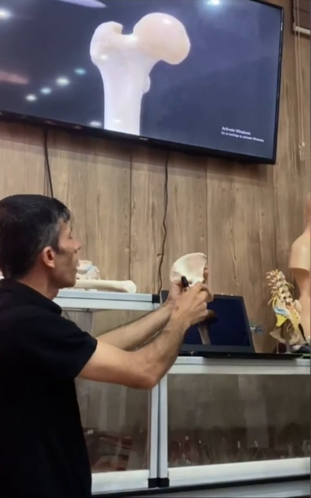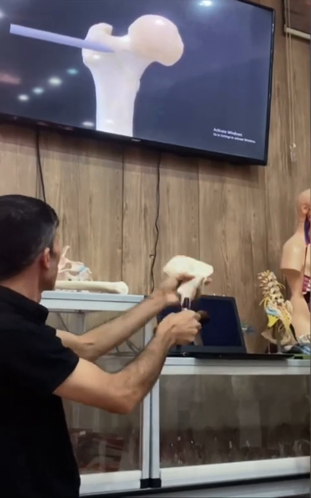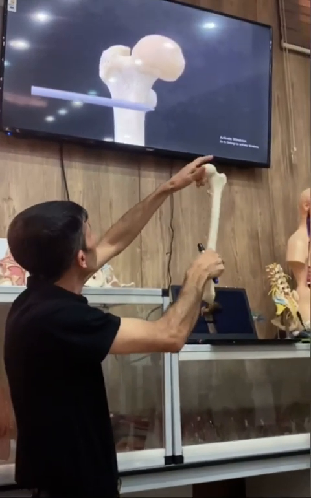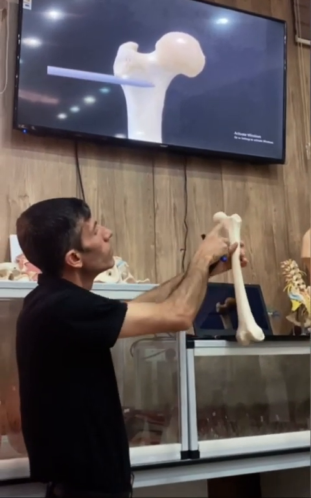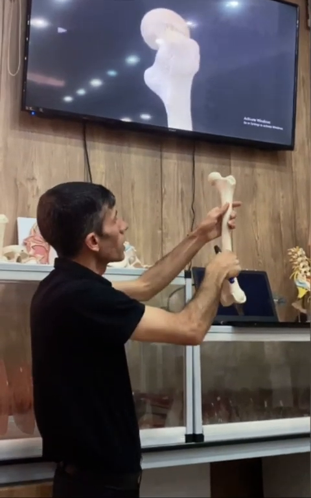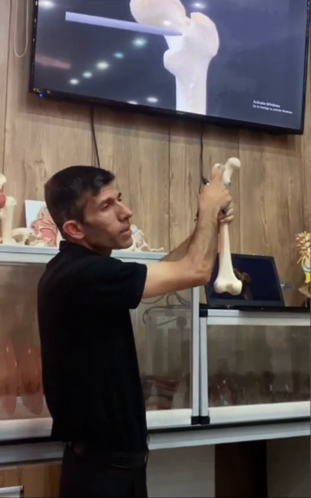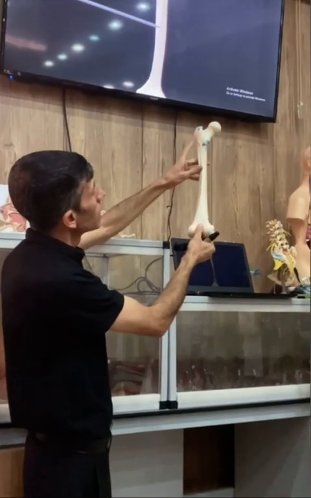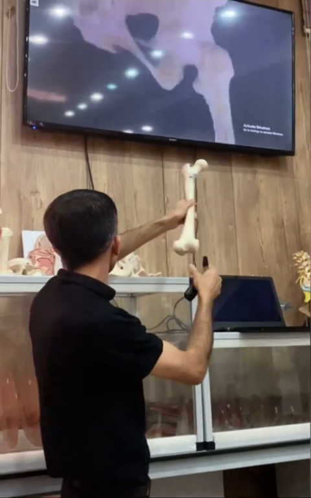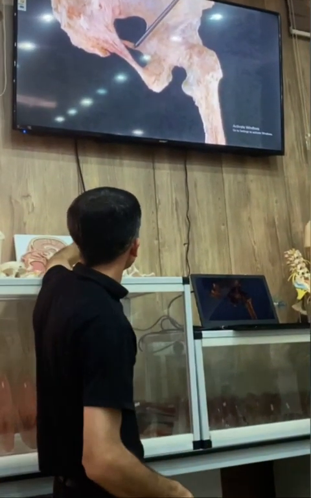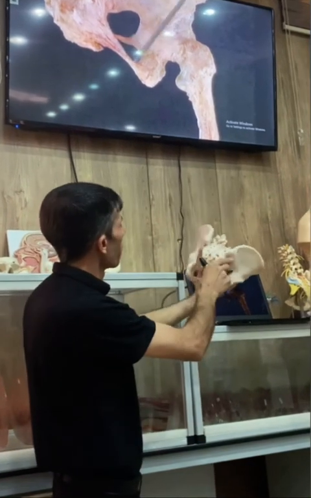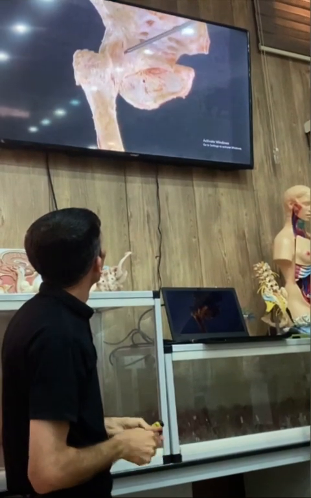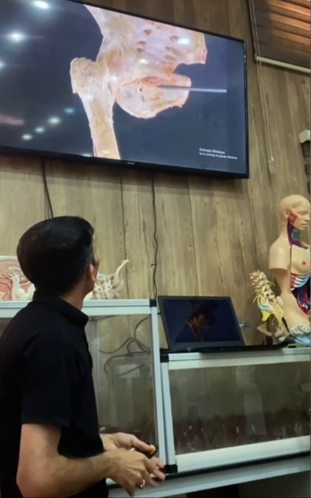On the femur, there's the head, the neck, the greater trochanter, the lesser trochanter, the intertrochanteric line, the intertrochanteric crest, the gluteal tuberosity, and the linea aspera. Here are the sacrospinous ligament, sacrotuberous ligament, the ischiofemoral ligament, the iliofemoral ligament, and the obturator membrane.